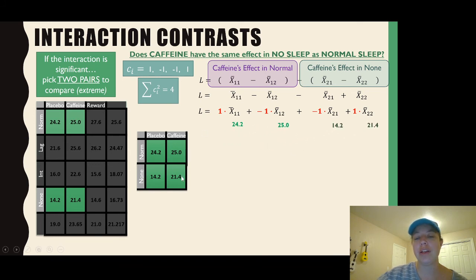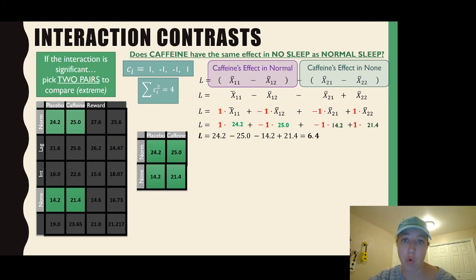1, -1, -1, 1. The difference between placebo and caffeine in the normal sleep group, those averages are 24.2 and 25. If we had normal sleep, the caffeine and placebo averages are almost the same thing. There's a very, very little difference of 0.8. But in the total sleep deprivation, the no sleep group, the averages with placebo were 14.2 versus caffeine was 21.4. That's a bigger difference than the 0.8. So again, we're looking at differences and differences, double negative. So if we weight those averages, the green average numbers, by our red contrast weights and add it all up, we'll get a number 6.4. 6.4 is our contrast value.